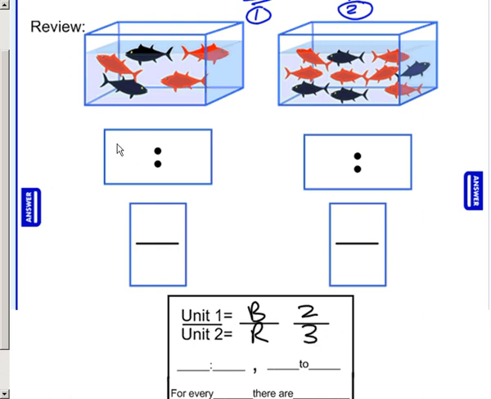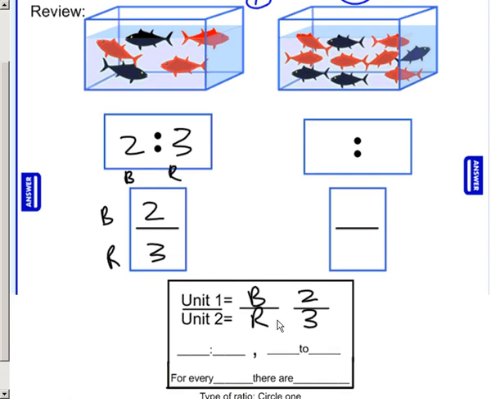So my ratio of black to red is going to be 2 to 3, or black over red is going to be 2 over 3. So go ahead and fill in the diagram. We can also say 2 colon 3, or for every 2 black fish, there are 3 red fish.